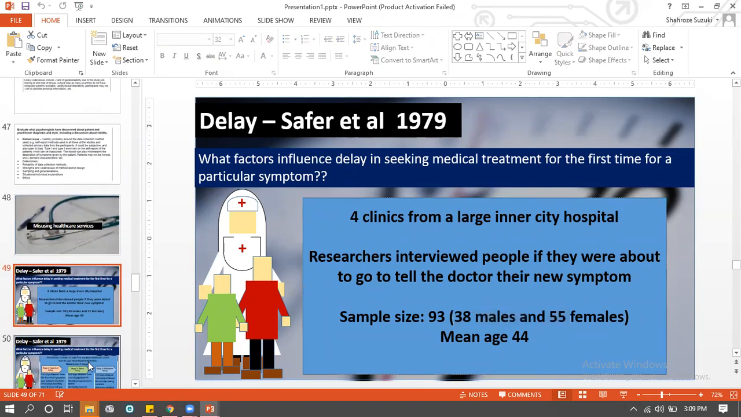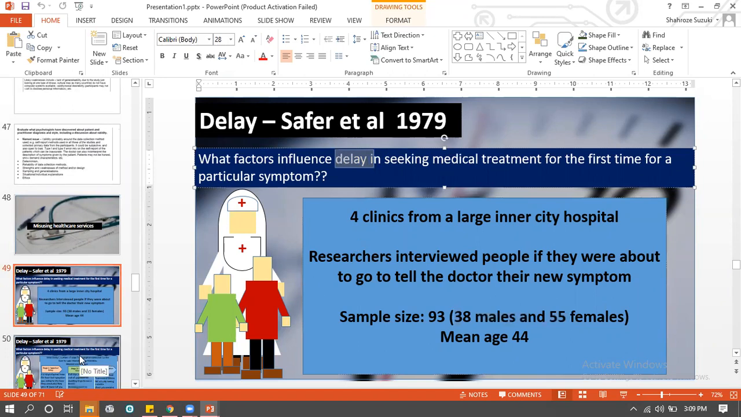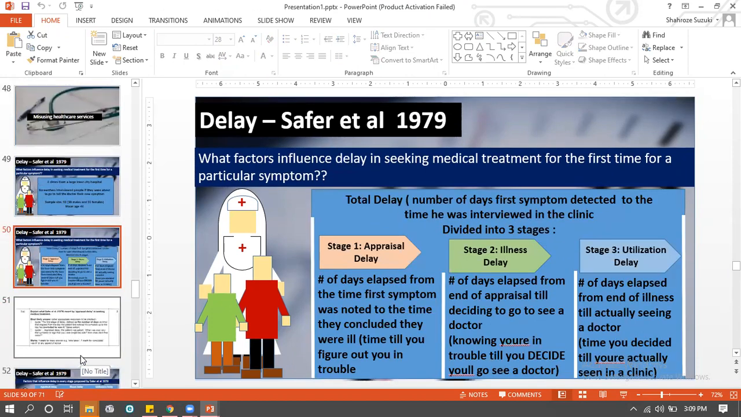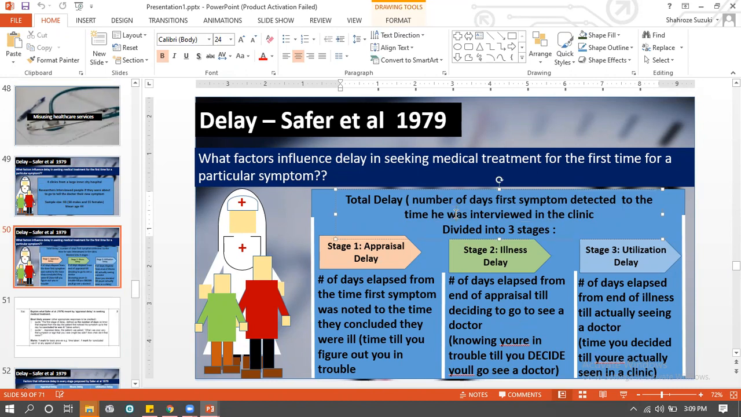So Safer wants to find out the delay. Why do people delay? सबसे पहले, to find out why do people delay, he needs to make sure he is adequately explaining what does delay mean. What do you mean by delay? So Safer कहता है, you know what, delay is this one. The day you get the first symptom till the day you go to the doctor is the delay. Makes sense, obviously. पहला, the day you cough your first cough till the day you go to the doctor is gonna be the delay, right?